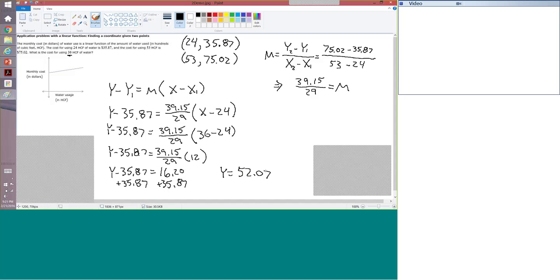So when we have 3,600 cubic feet of water, it would cost $52.07, which seems about right because 36 is a bit more than 24, and 52 is a bit more than 35 that goes with that. 36 is less than the 53, and 52 is less than the 75 that goes with that 53. So it's about right in the middle there where it belongs. Does that make sense to everyone?